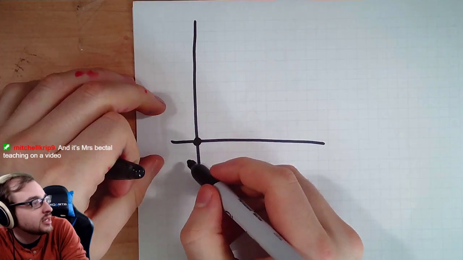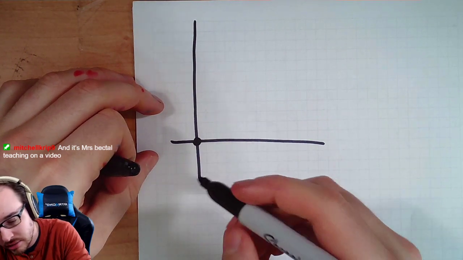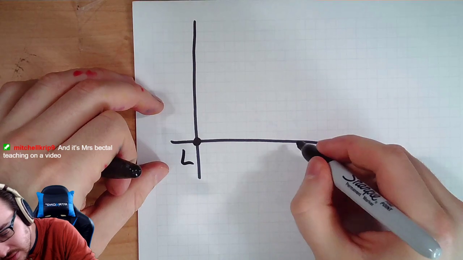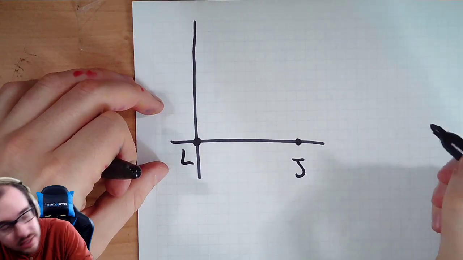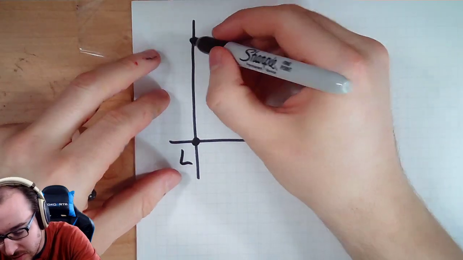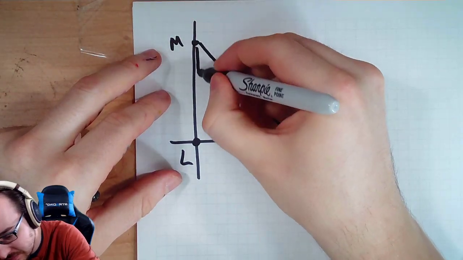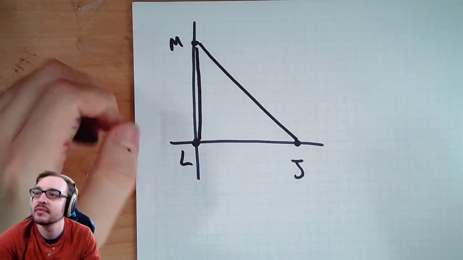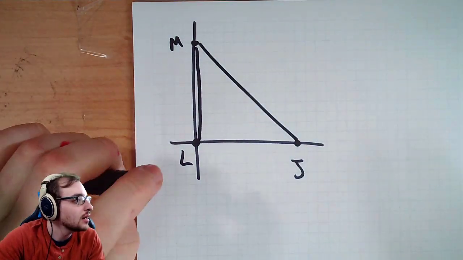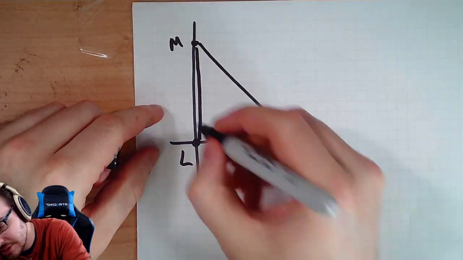So JM is the hypotenuse. Okay. So let's make this L. Make this J. And the hypotenuse is JM. So let's make that M. There's our right triangle. Something like that. And legs C units long. Okay. C.